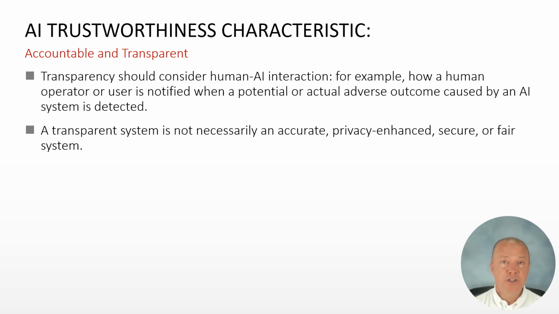And transparency should also include and consider human-AI interaction. For example, how a human operator or user is notified when a potential or actual adverse outcome caused by an AI system is detected. A transparent system is not necessarily an accurate, privacy-enhanced, secure, or fair system, but at least it's well understood by all that use it.